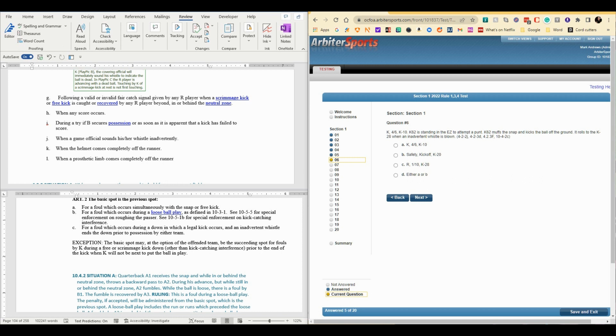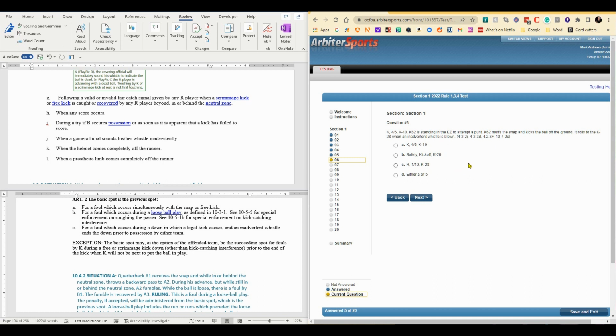Okay, question number 6. K 4th and 6 at the K10. K62 is standing in the end zone, so he's the punter, in an attempt to punt. K62 muffs the snap and kicks the ball off the ground. So that's illegal kicking, right? It rolls to the K28 where an inadvertent whistle is blown.